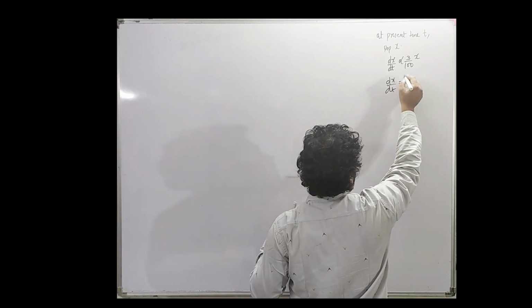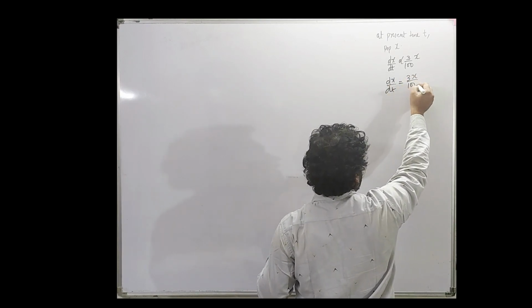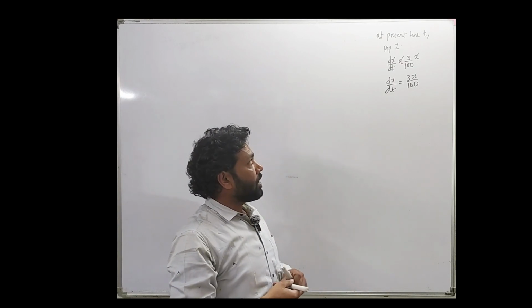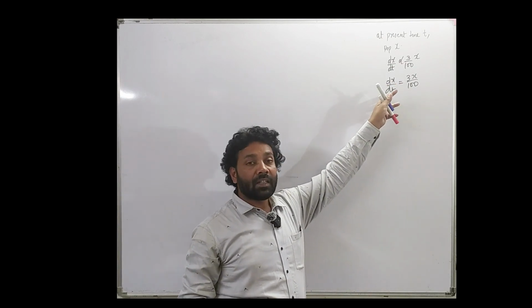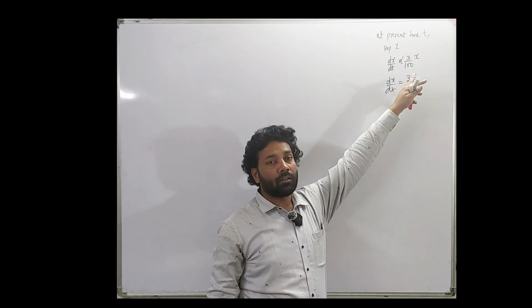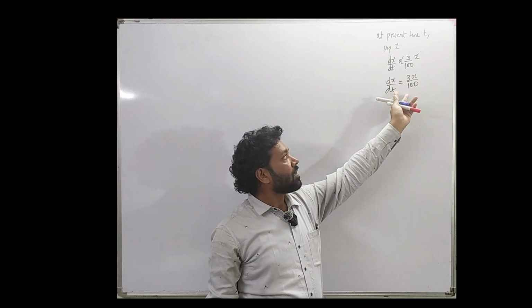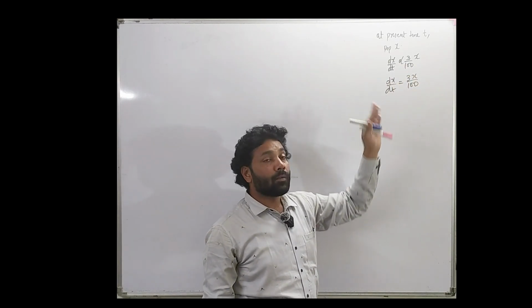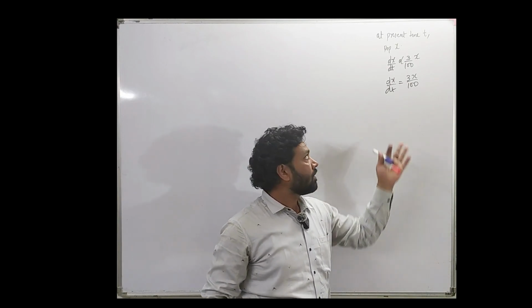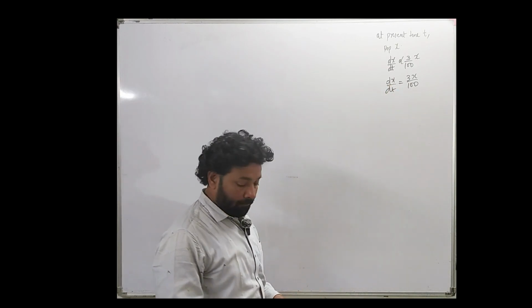So simply removing the proportionality sign, we have this equation. So the rate of change of population, that is, the population increases at the rate of 3% of x. So this is the differential equation which will help in calculating the population after some t years.